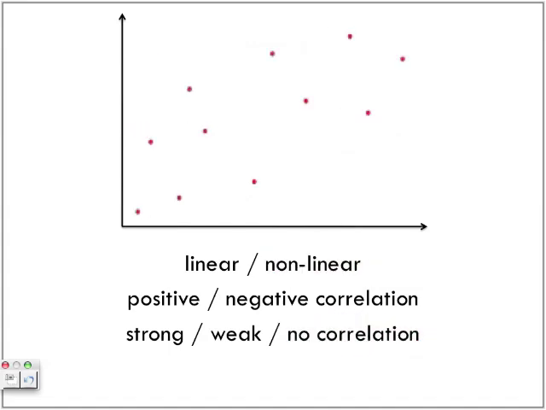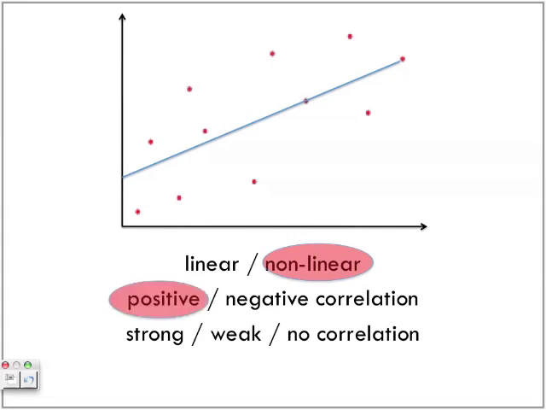Next one. Linear, nonlinear? Nonlinear, right? They deviate. Now, these ones aren't really as easy to identify. Positive, negative correlation? Positive. Strong, weak, no correlation? Weak correlation. Notice how the points are still in line with the positive correlation, but they're getting further away from that line of best fit.